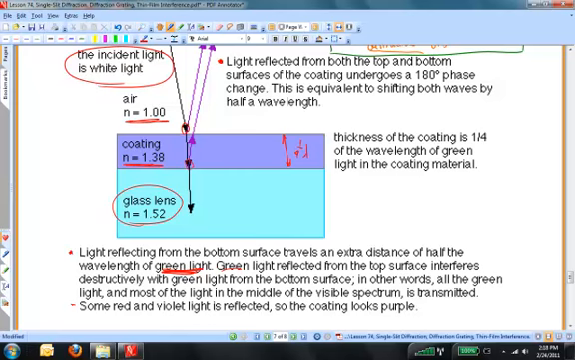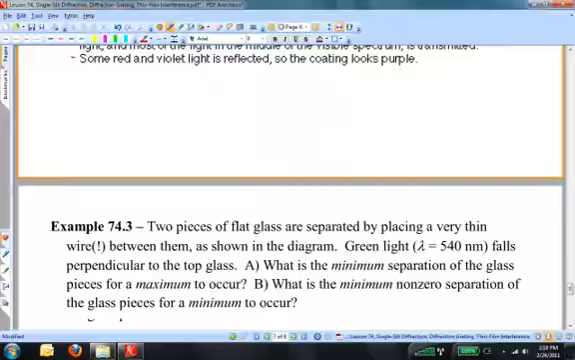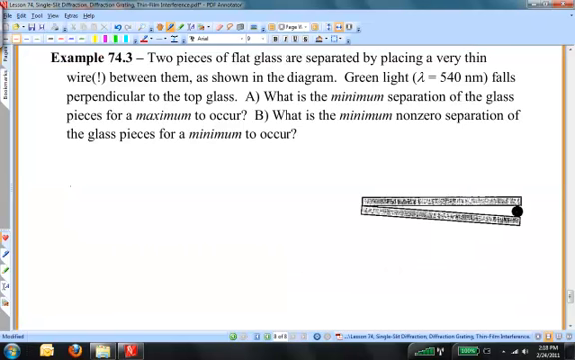Finally, let's work numerical example 74.3. Two pieces of flat glass are separated by placing a very thin wire. Why they used a wire, I don't know. Maybe a hair would be better between them, as shown in the diagram. Green light of wavelength 540 nanometers falls perpendicular to the top glass. A. What is the minimum separation of the glass pieces for maximum to occur? And B. What's the minimum non-zero separation of the glass pieces for a minimum to occur?